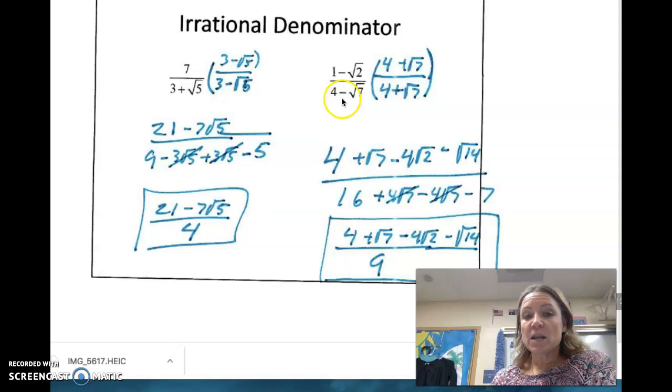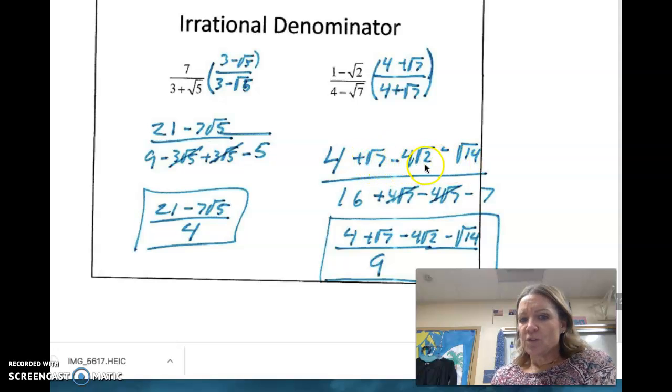All right, and the last one has a denominator of 4 minus rad 7, so we multiply by its conjugate, just change the sign, and we have to multiply that by the numerator and the denominator. So let's FOIL the numerator. First is 1 times 4, which is 4. Outside is 1 times the square root of 7, which is just the square root of 7. Inside is the negative square root of 2 times 4, which is negative 4 rad 2. And then the last is this negative square root of 2 times the positive square root of 7, which is negative square root of 14.